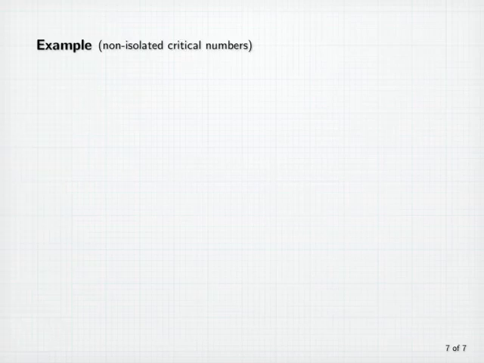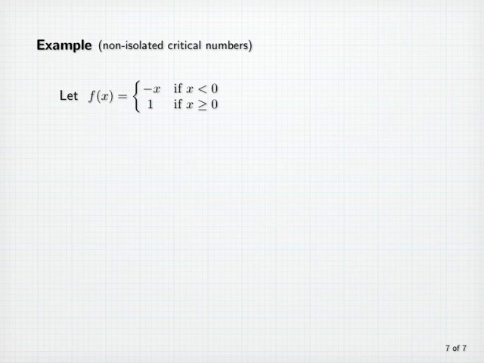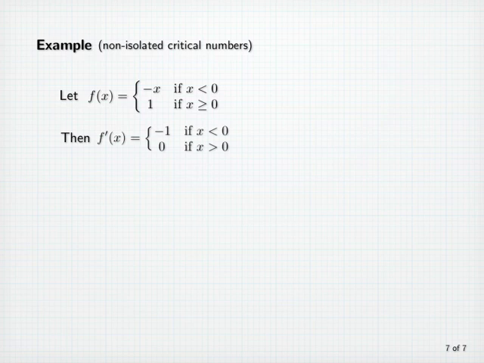One final example to illustrate non-isolated critical numbers. Let's let f of x equal minus x if x is less than 0 and 1 if x is greater than or equal to 0. Then the derivative of f is minus 1 if x is less than 0 and 0 if x is greater than 0. Notice that f prime is undefined at 0 because f is discontinuous there. So we conclude that the critical numbers of f consist of all x greater than or equal to 0.